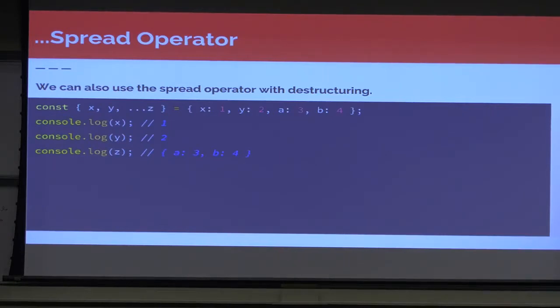And you can use it with destructuring objects as well. So here we have x, y, and then just put the rest into z. And as you can see, we have 1 for x, 2 for y, and z is a: 3 and b: 4.